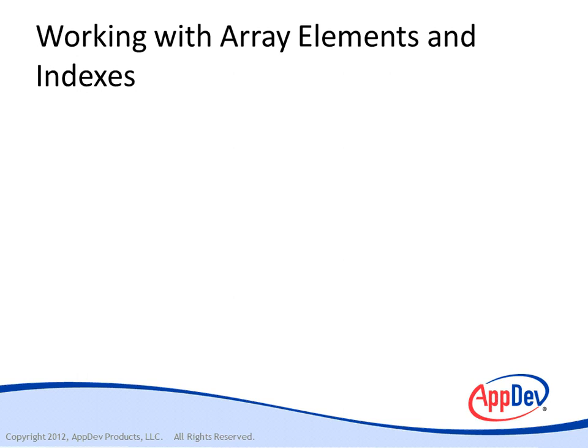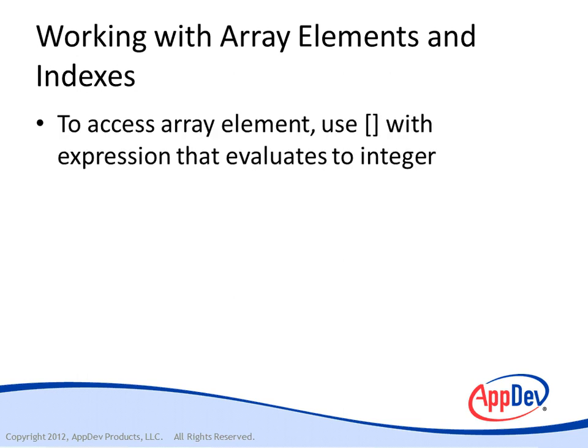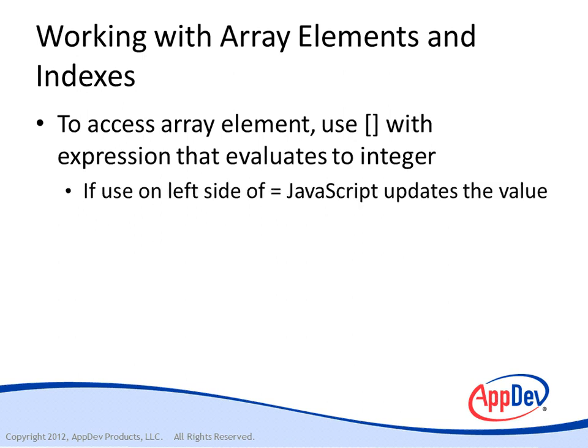Accessing an array element to read the value or change it, it's pretty simple and straightforward. Just use the square bracket operator with an expression that evaluates to a non-negative integer or literal. If it's evaluated as part of an expression, the expression evaluates to the value of the element for that index. If you use the expression on the left side of an assignment operator, JavaScript updates the value of the element.